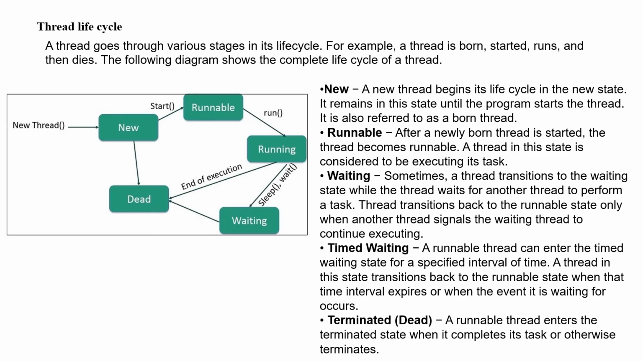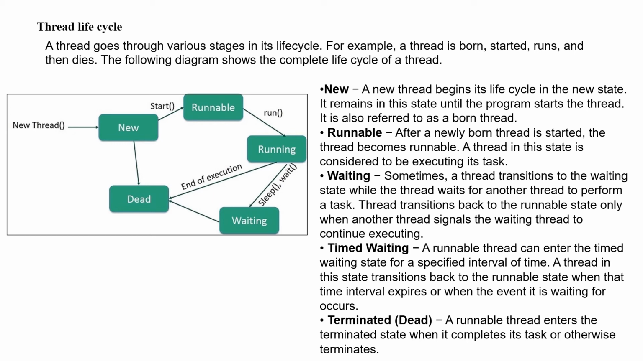Now this is a thread life cycle. A thread goes through various stages in its life cycle. For example, a thread is born, started, runs, and then dies. In this diagram, we can see the complete life cycle of a thread. A new thread begins its life cycle in the new state, and it remains in this state until the program starts the thread. It is also referred to as the born thread.